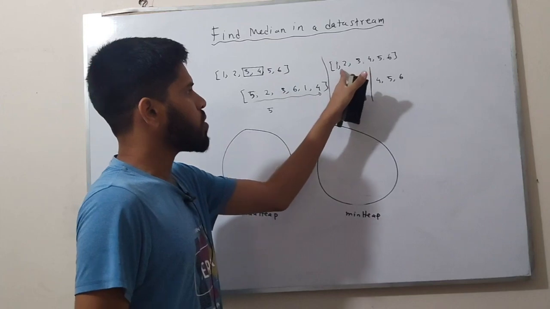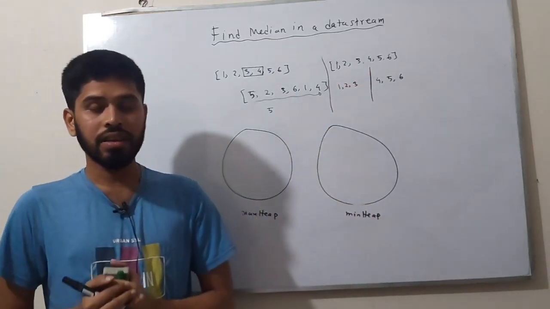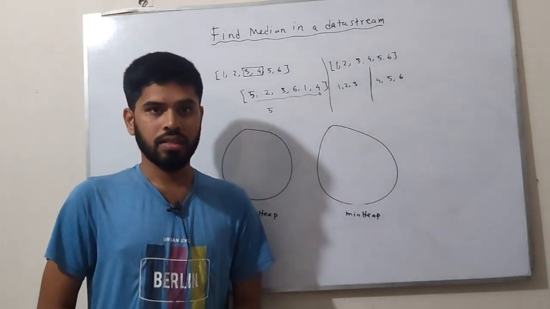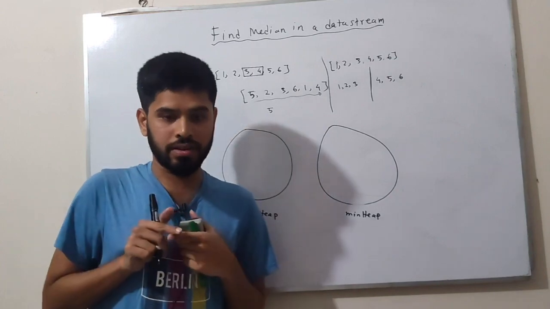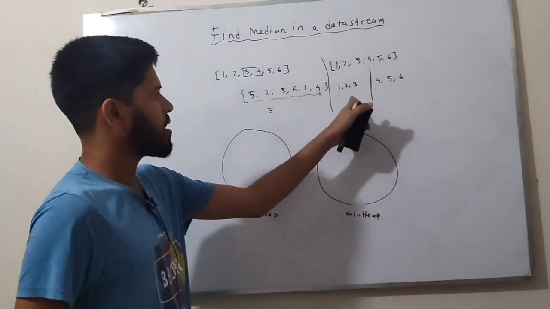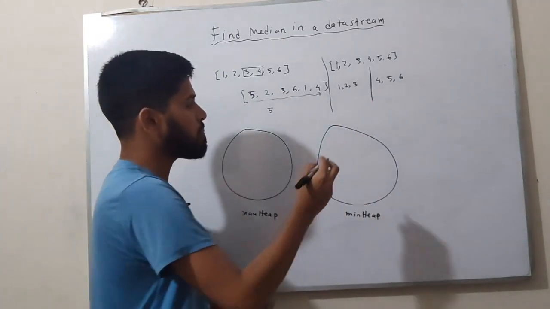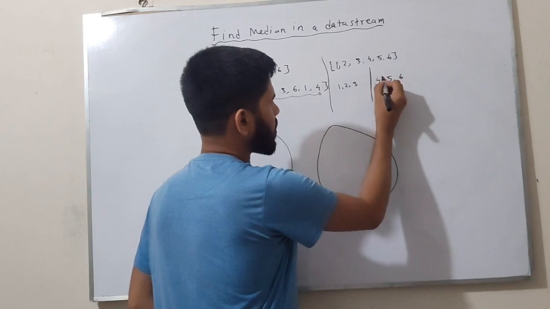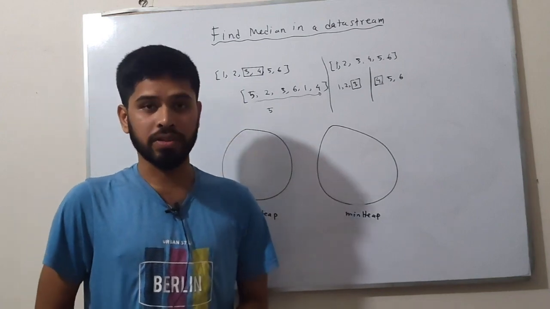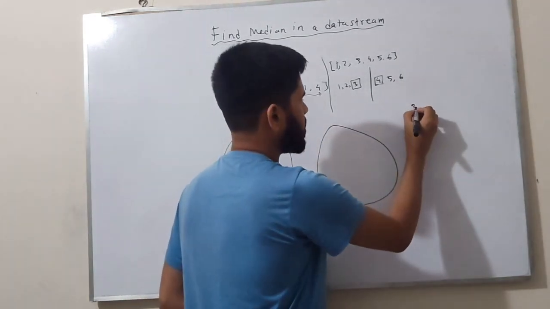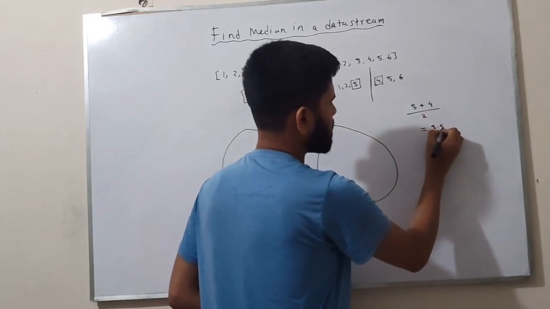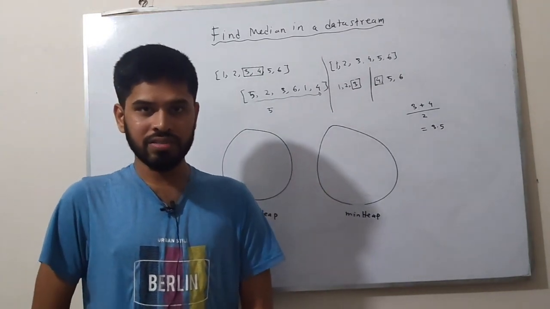Since the length of this array is an even number, for an even number we know that the median is the average of the middle two elements. Now we have this and this. We're going to pick the minimum from the right and the maximum from the left, and find the average of them. So 3 plus 4 divided by 2 equals 3.5. This is our median, right?